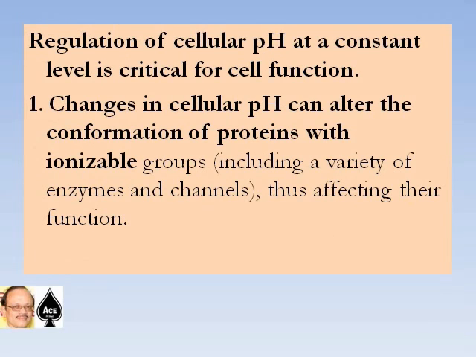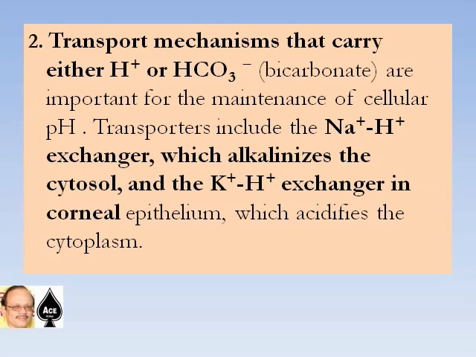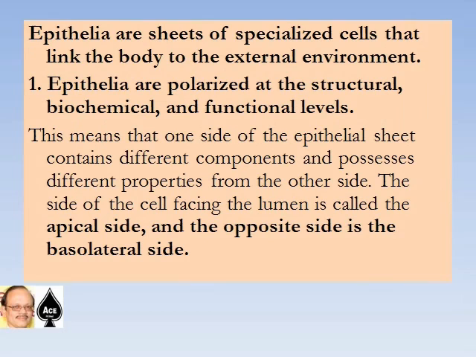Regulation of cellular pH at a constant level is critical for cell function. Changes in cellular pH can alter the conformation of proteins with ionizable groups, including a variety of enzymes and channels, thus affecting their function. Transport mechanisms that carry either hydrogen or bicarbonate are important for the maintenance of cellular pH. Transporters include the sodium hydrogen exchanger, which alkalinizes the cytosol, and the potassium hydrogen exchanger in corneal epithelium, which acidifies the cytoplasm.